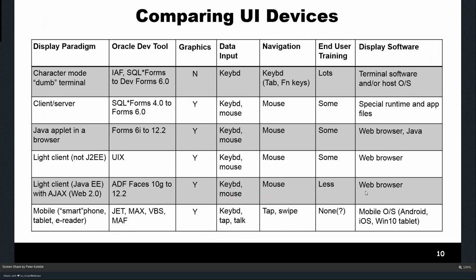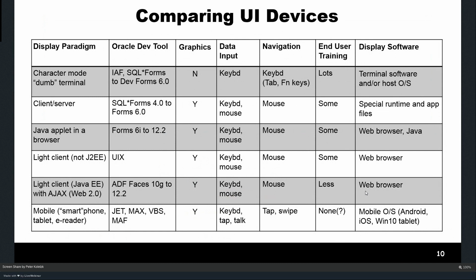And I put all this together just based on 5 or 6 different trends that I identified through the years, starting with character mode through client server and Java, running Java applet in a browser. This was the method for Forms 6i and 12 up to 12.2. And then light client, which meant that you've got user interactivity and screens are more interactive, basically, with the user. Light client, and then into the mobile devices.